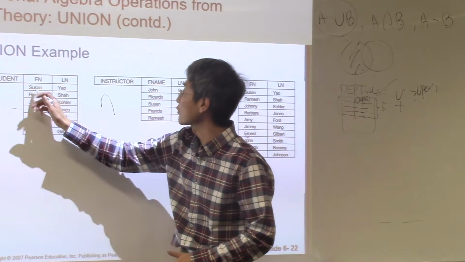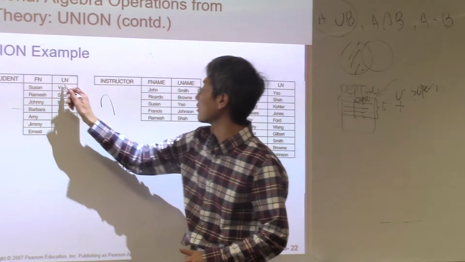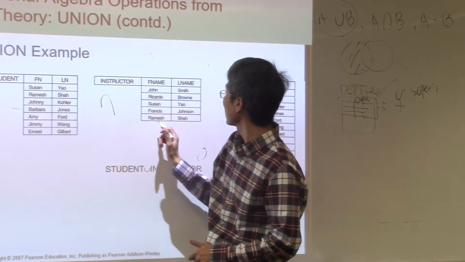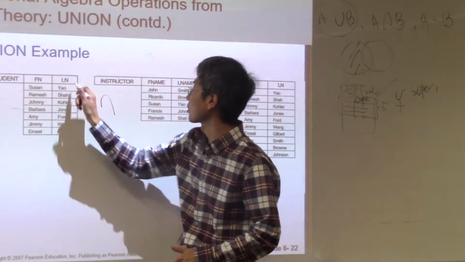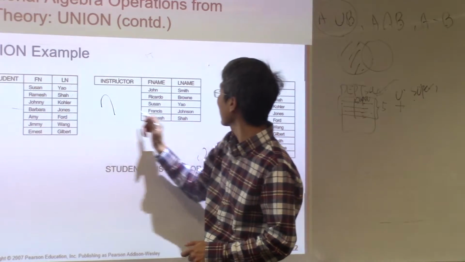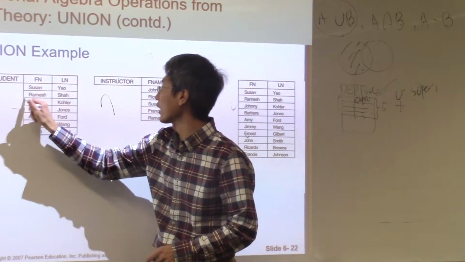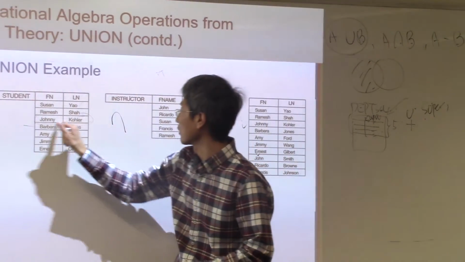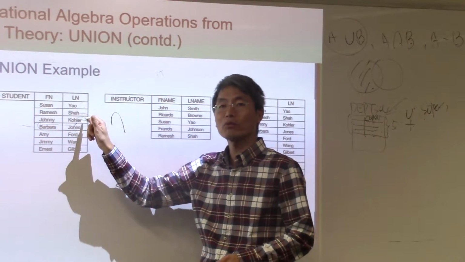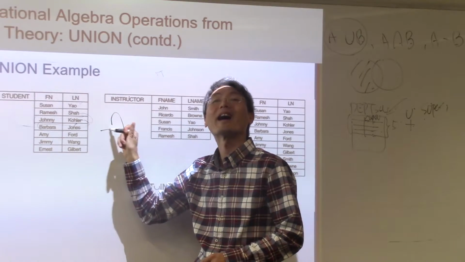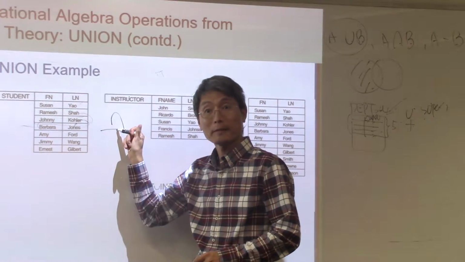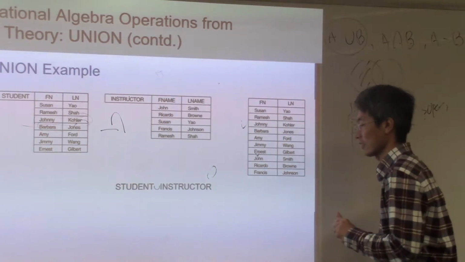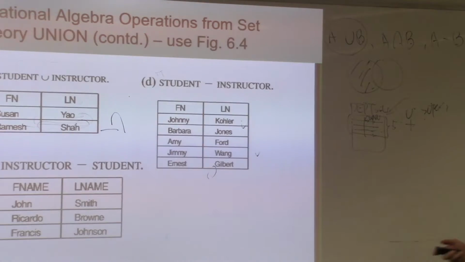Which means Susan Yao is here. No. Ramesh Shah is not here, so it's common. Johnny Collar is not here, so I'd like to get this. Barbara Jones, yes, I'd like to get this. So how can we get such data? Using minus. Okay, that is the definition of minus. So we will see more examples here.